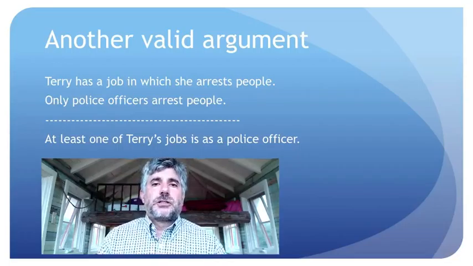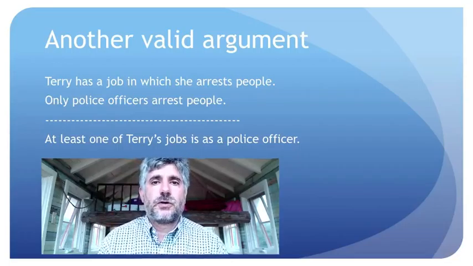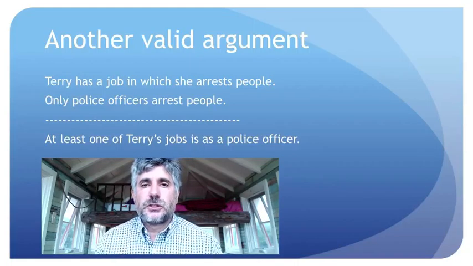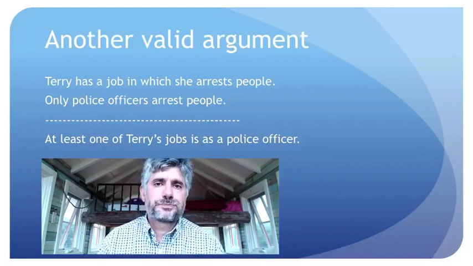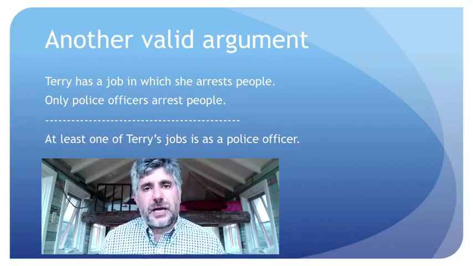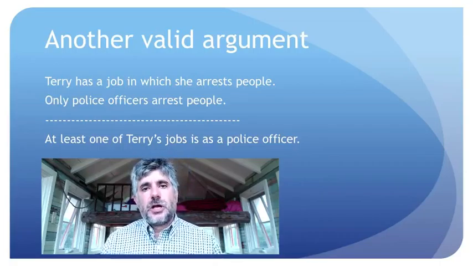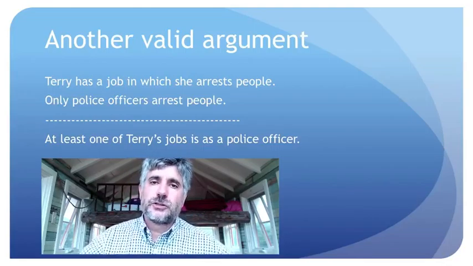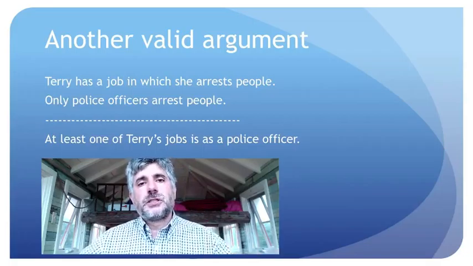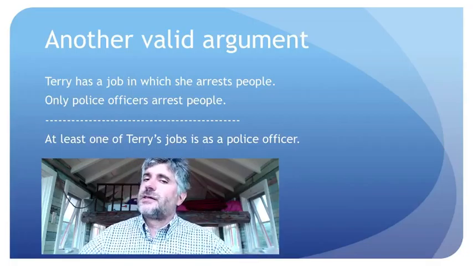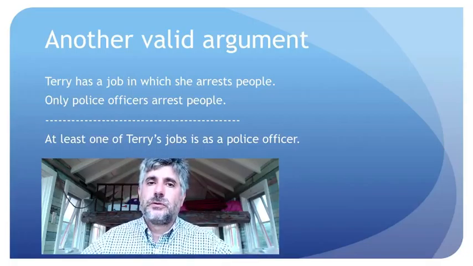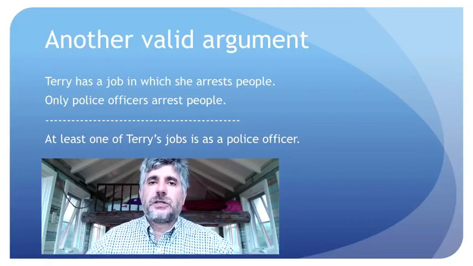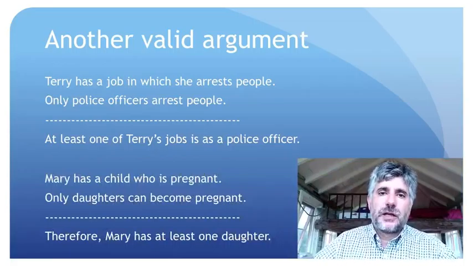And of course you could imagine a situation in which the conclusion is false, in which it's not true that at least one of Terry's jobs is as a police officer. But what you can't imagine, what's completely impossible, is that both of the premises of that argument are true and the conclusion is false. If both of the premises of that argument about Terry are true, the conclusion has to be true. And so the argument is valid. The argument about Terry is valid, just as the argument about Mary is valid.